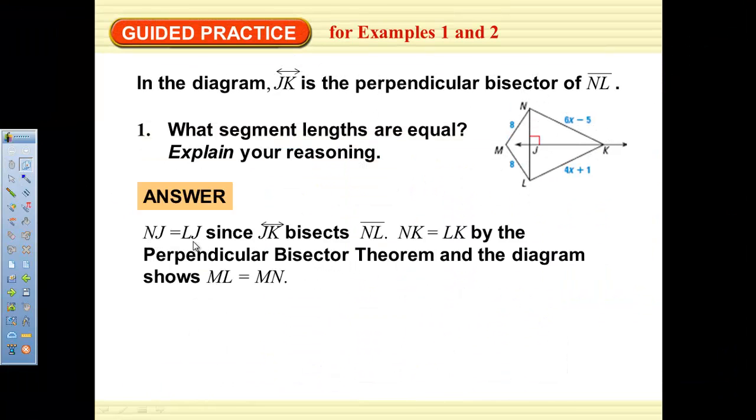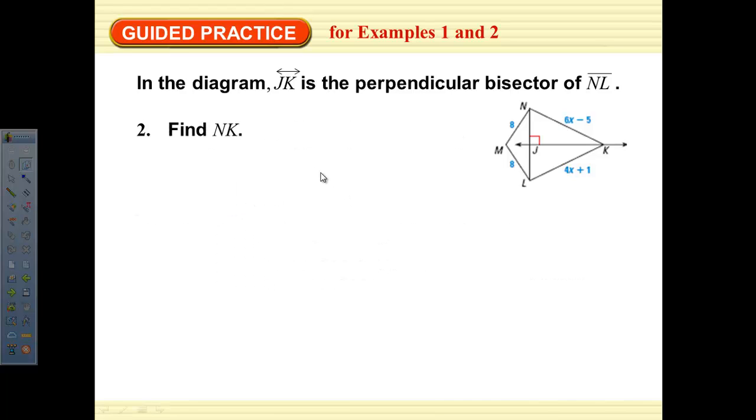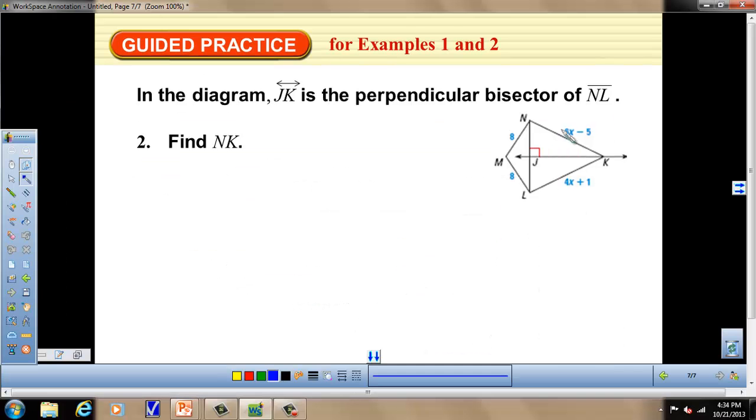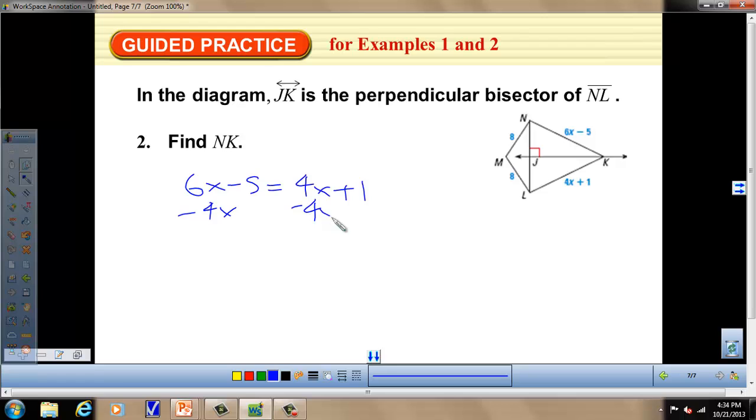So again, NJ and LJ because it bisects it, NK and LK because of the perpendicular bisector, and the diagram shows that part. Now we need to find NK. Since we know these two lengths are equal, we can state that 6x minus 5 equals 4x plus 1. We're going to subtract 4x. 2x minus 5 equals 1.